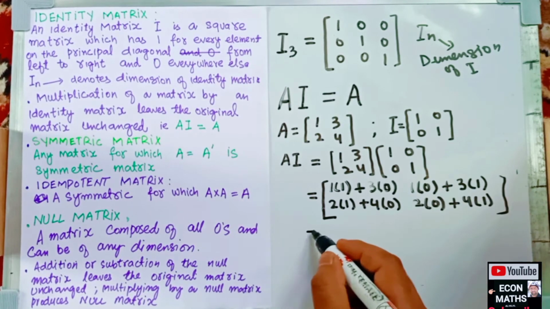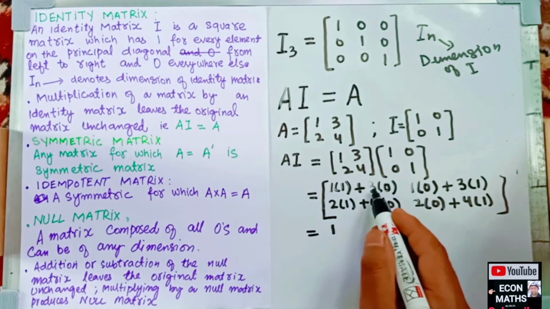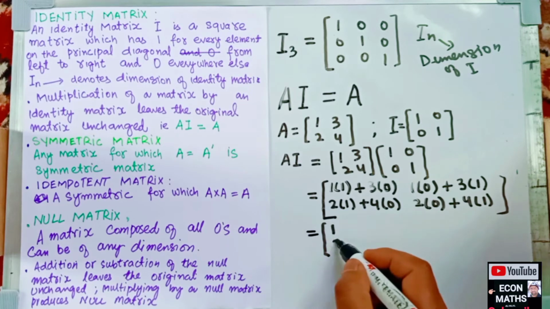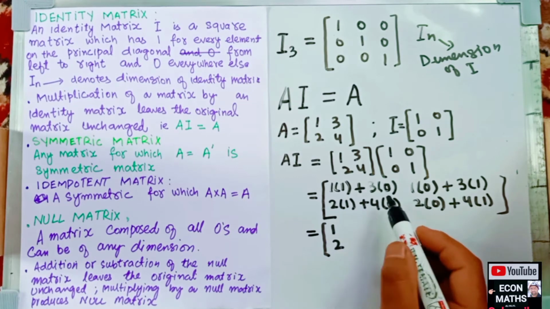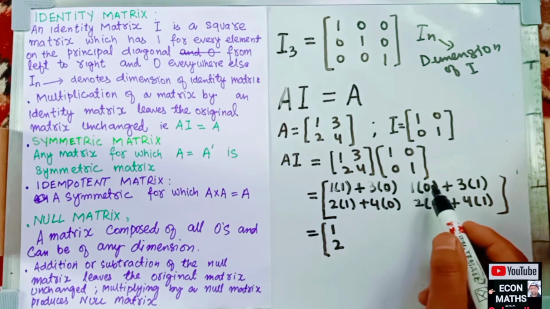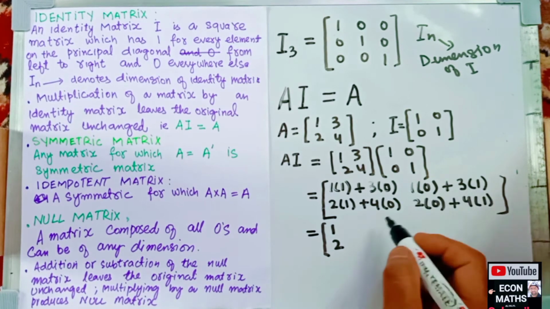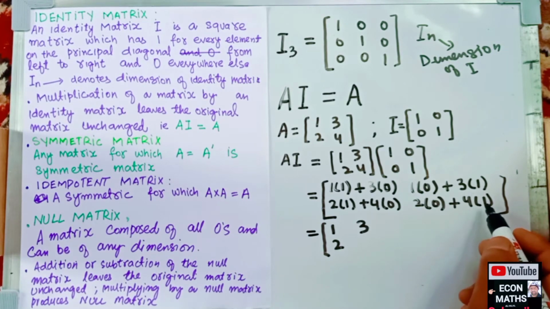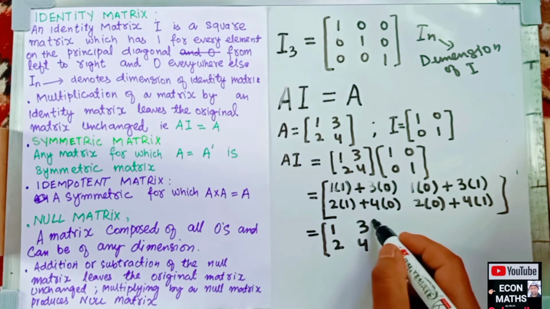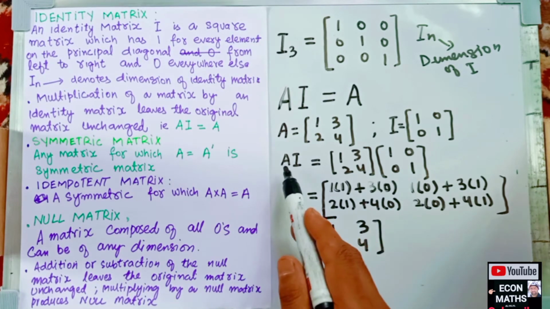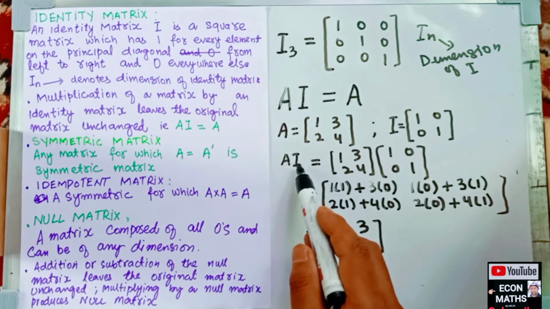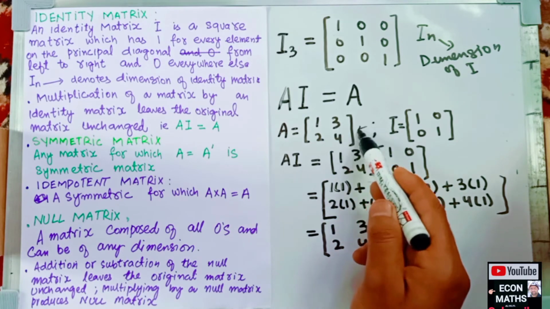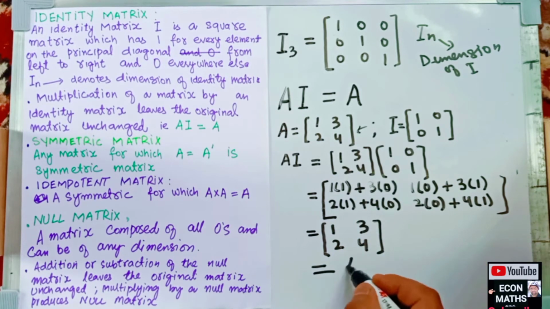Now solving this, here 1 into 1 is 1, and 3 zeros are 0, so here it is 0. Here 2 ones are 2, and 4 zeros are 0, so this is 0 here. Similarly here 1 zero is 0 plus 3 ones are 3, so we get 3. Similarly 2 zeros are 0, and here 4 ones are 4. So we can see A times the identity matrix gives us this 1 2 3 4, which is the original matrix. So we got the original matrix.